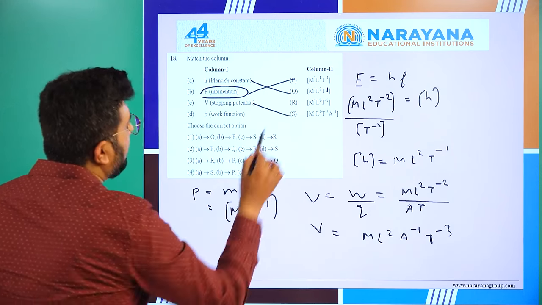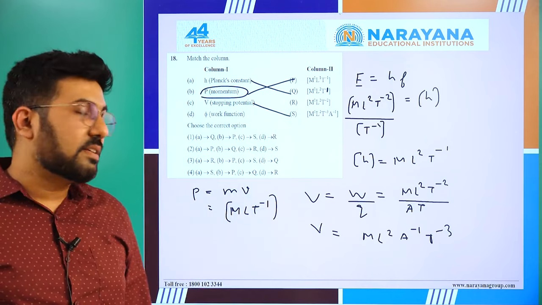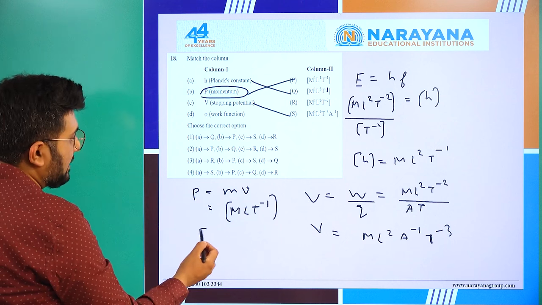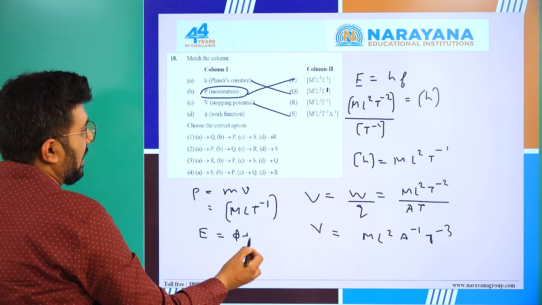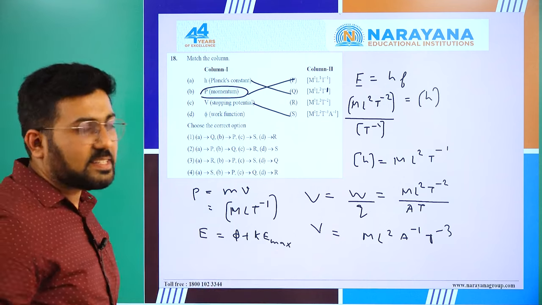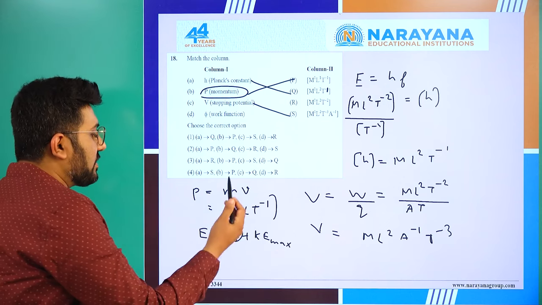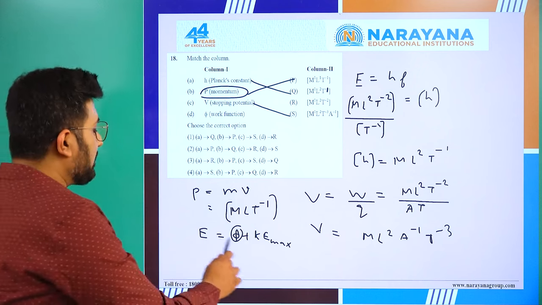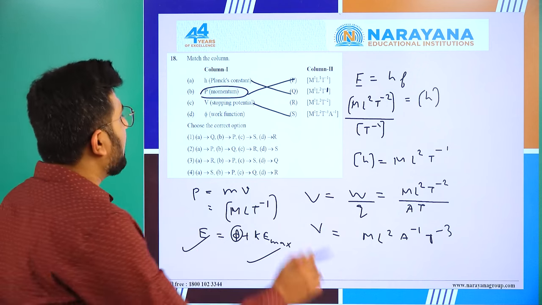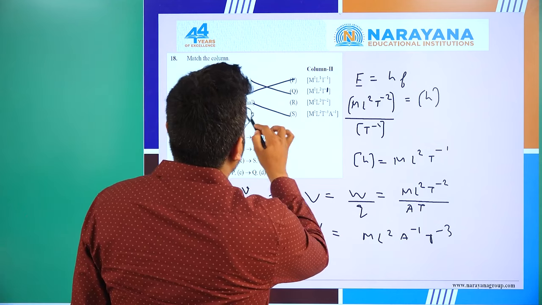That means this one. And the last one is the work function. The work function has the same unit as energy, because you know E equals phi plus KE max. Only similar physical quantities can be added or subtracted. So, the work function will have the same dimension as energy. So, that will be ML square T minus 2.